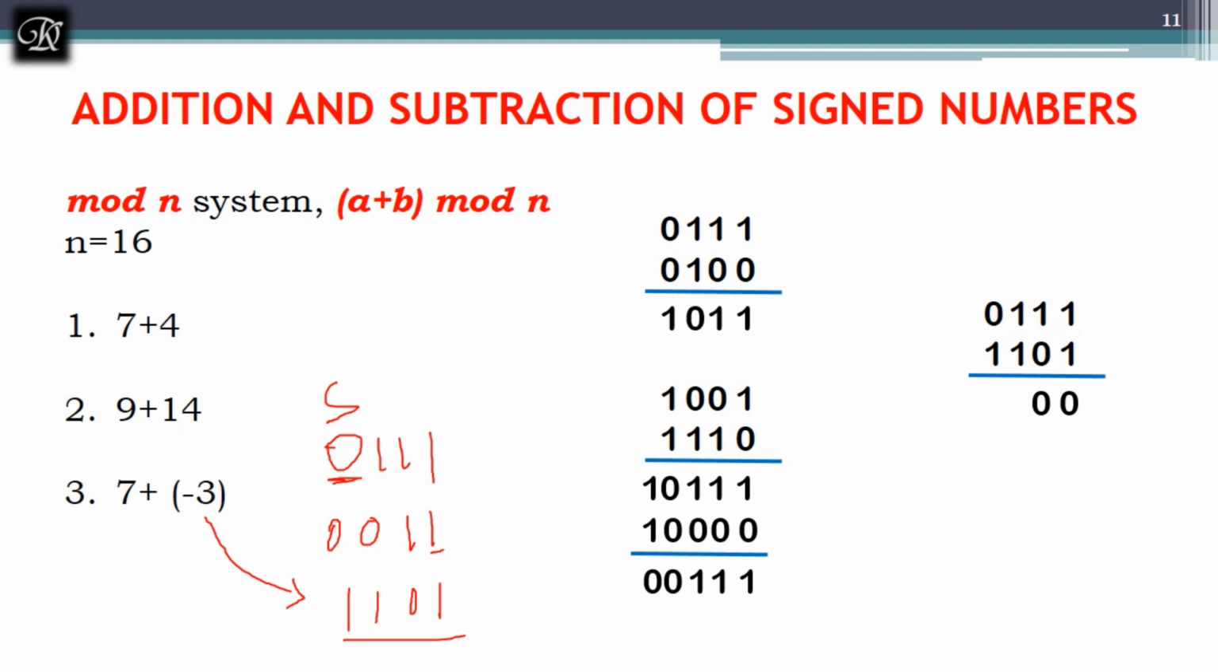Now what I did, this is positive 7, and this is the negative 3, and now you don't have to perform the subtraction. When the number is in 2's complement, even if you perform the addition, it will result in the subtraction answer. That is how it's going to work.